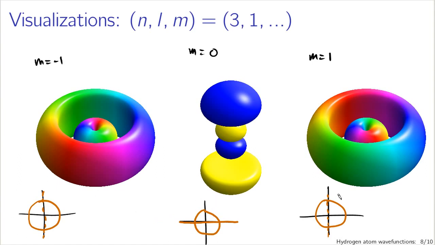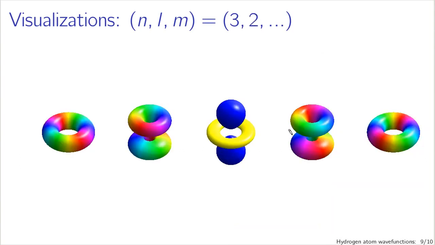So what I'm drawing down here is the structure of the nodes, the regions where the particle is unlikely to be found, since those are really the boundaries between the blobs in pictures like this. We can keep going higher still. This is if L equals 2 in the case of n equals 3. So the structures we get are slightly more complicated still.